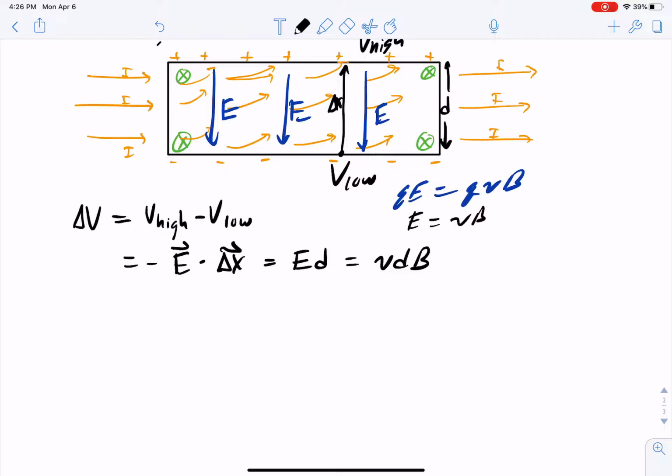So we could use this as a way of measuring this velocity. If we know the magnetic field strength and we know that distance, we just found the velocity, which is kind of nice. So you can measure the speed at which the particles are actually moving.